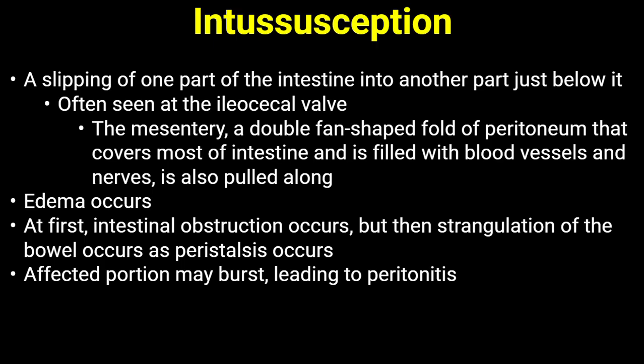For NCLEX, remember the classic findings: intermittent severe abdominal pain with knees drawn up, currant jelly stools, sausage-shaped abdominal mass, ultrasound for diagnosis, and air enema as the preferred initial treatment.